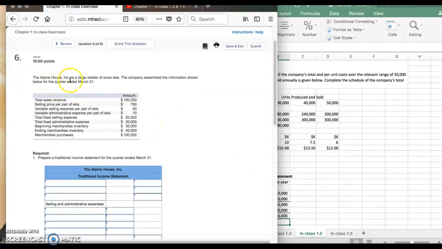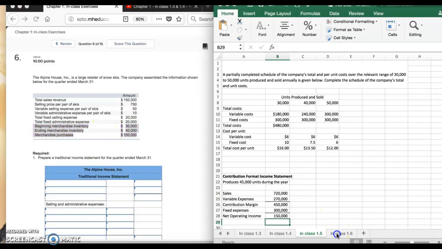The Alpine House is a large retailer of snow skis. The company assembled the information shown below for the quarter ended March 31. So we have total sales revenue, selling price per pair of skis, we have our variable expenses, fixed expenses, beginning merchandise inventory, ending merchandise inventory, and merchandise purchases. So we know from the examples we've done before that we're going to need this information to figure out what? Cost of goods sold. Okay?